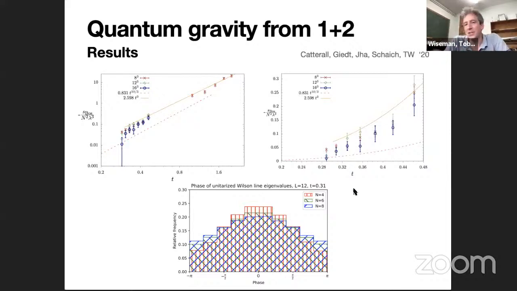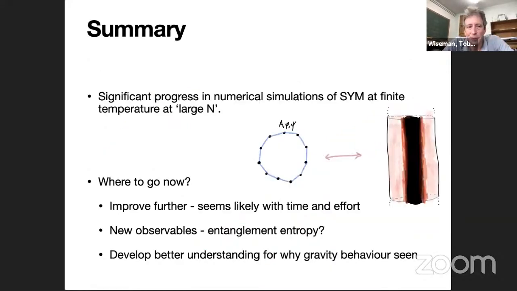Anyway, so this is the sort of state of the art at the moment. There's clearly much to improve on. Where to go now? Obviously, with more time and effort, you can do a better job with more computing power. In the future, I expect these simulations will become better, just like the quantum mechanics ones did.